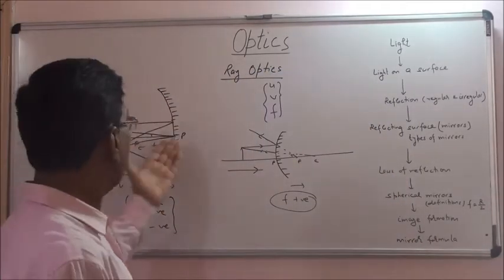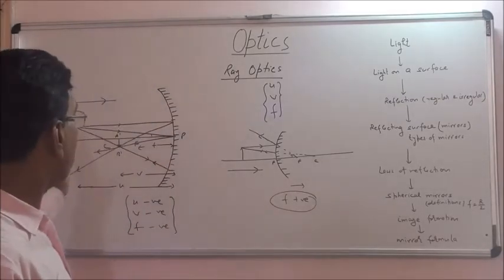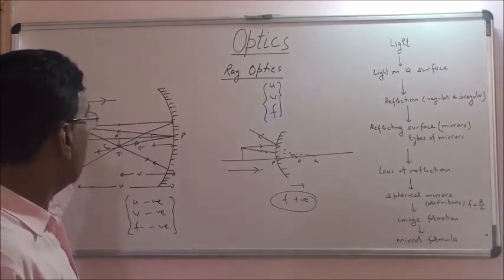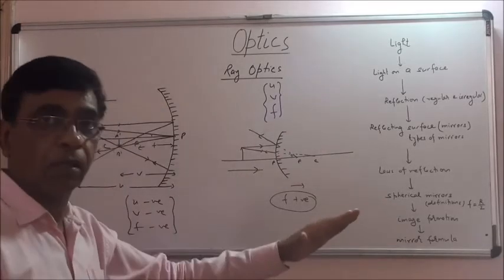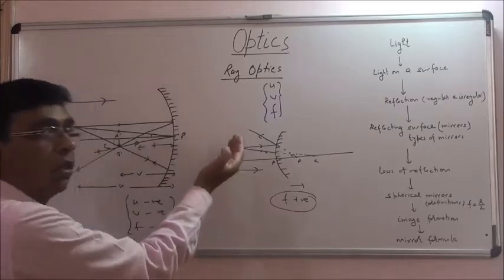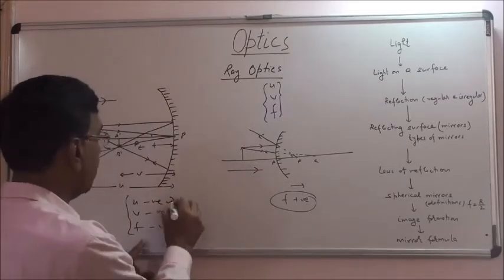Distance of object will always be negative because wherever you keep the object, light rays will be moving from the object to the mirror, and U will be measured from the mirror to the object. So they will always be in opposite direction. U will always be negative.